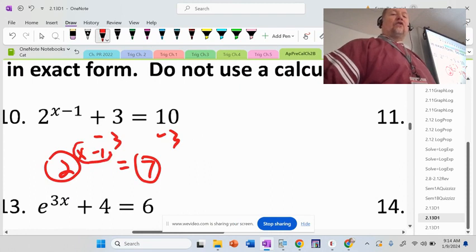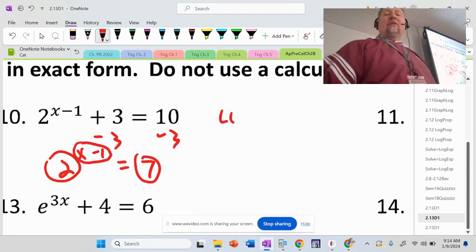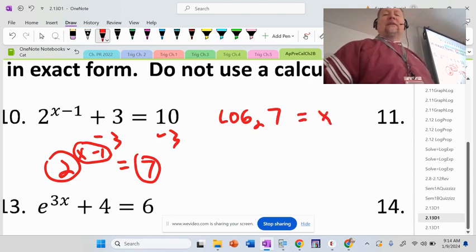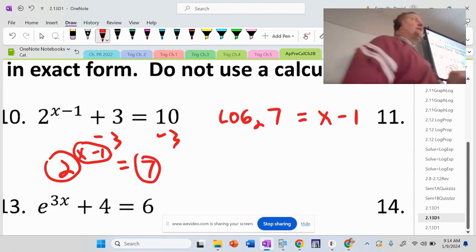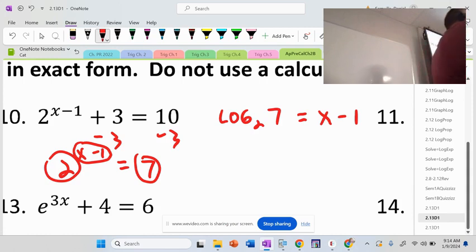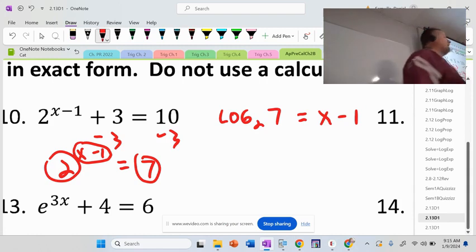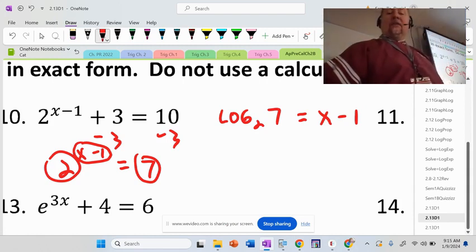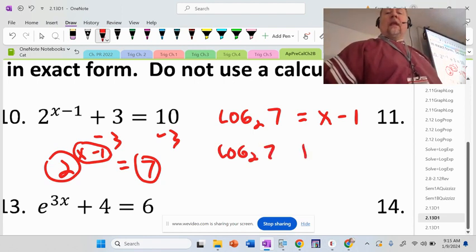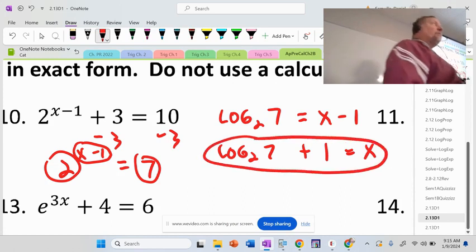Change the exponent to a logarithm. It's log base 2 of 7 equals x minus 1. Can you take 2 to a power and get 7 in your head? No. If it was 8, yes, but it's not. So with no calculator, this would be the answer. Add 1, separate from the log. That's the answer in calculator ready form.